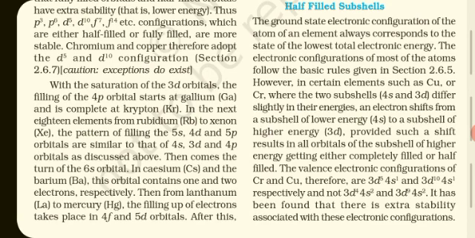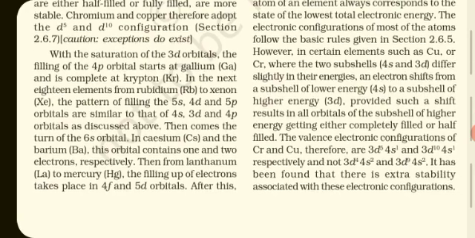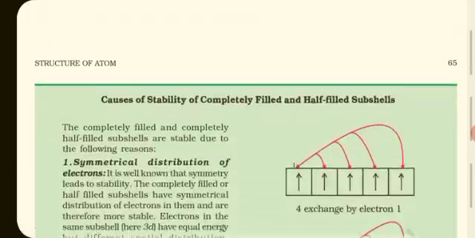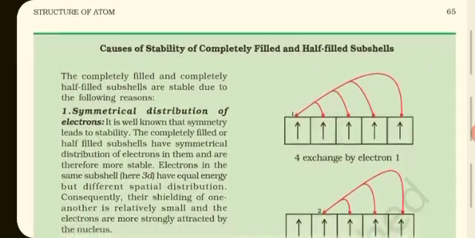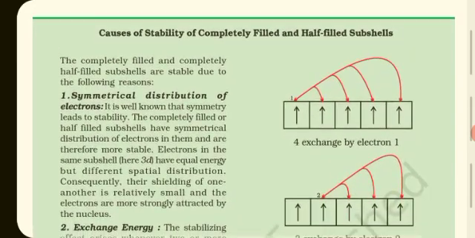Provided such a shift results in the orbitals or subshell of higher energy getting either completely filled or half filled, the valence electronic configurations of chromium and copper are therefore 3d5 4s1 and 3d10 4s1 respectively, and not 3d4 4s2 for chromium and 3d9 4s2 for copper. It has been found that there is an extra stability associated with these electronic configurations. So, causes of the stability of filled and half filled subshells.